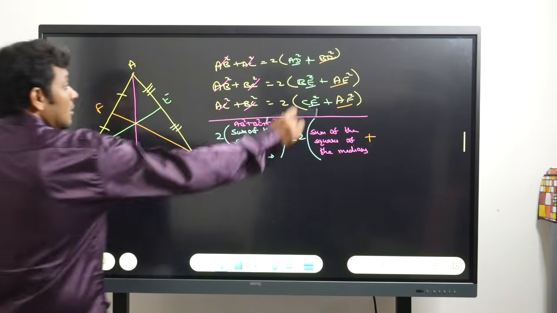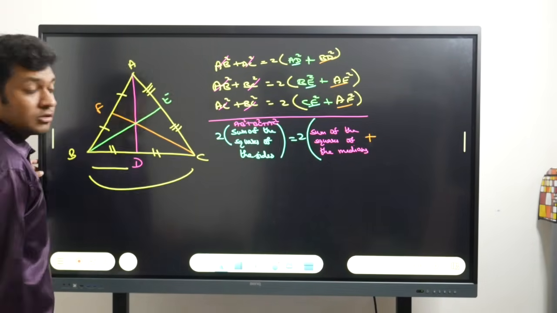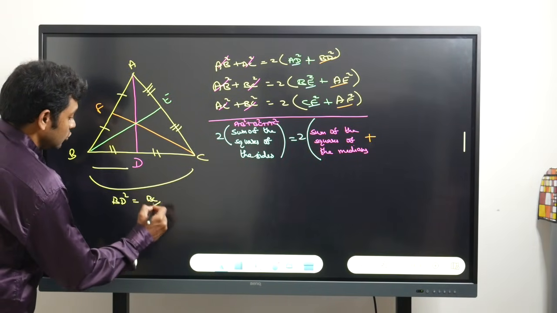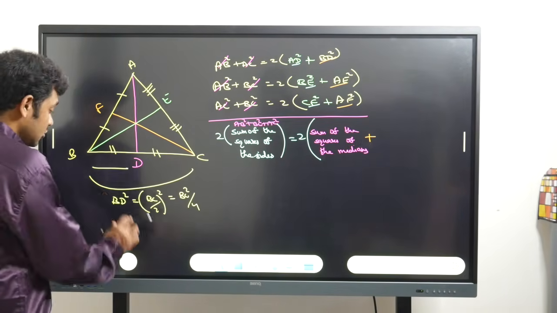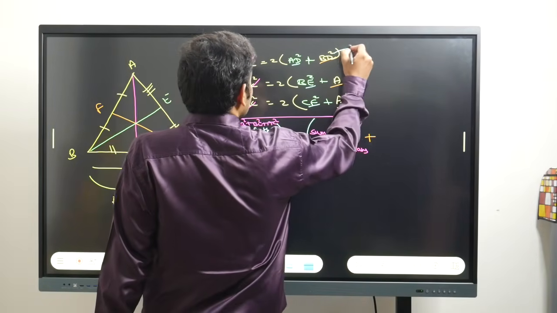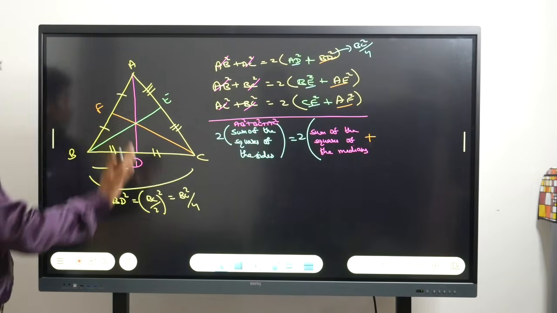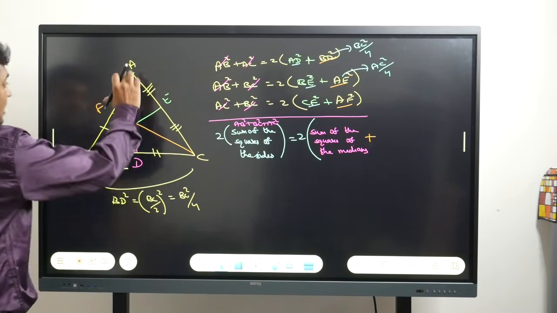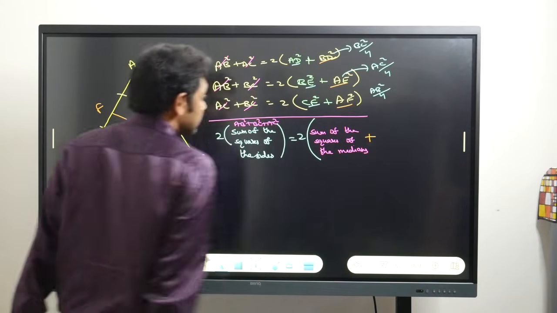What is BD? BD is nothing but half of this side. So BD is half of BC. So BD square will be BC by 2 the whole square, which is BC square by 4. Similarly, AE square will be AC by 2 the whole square, which is AC square by 4. Similarly, AF is nothing but AB by 2, so AB square by 4.